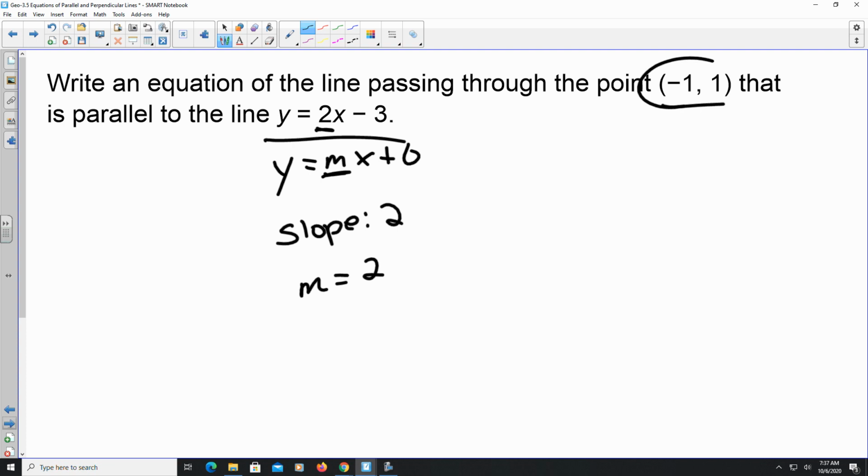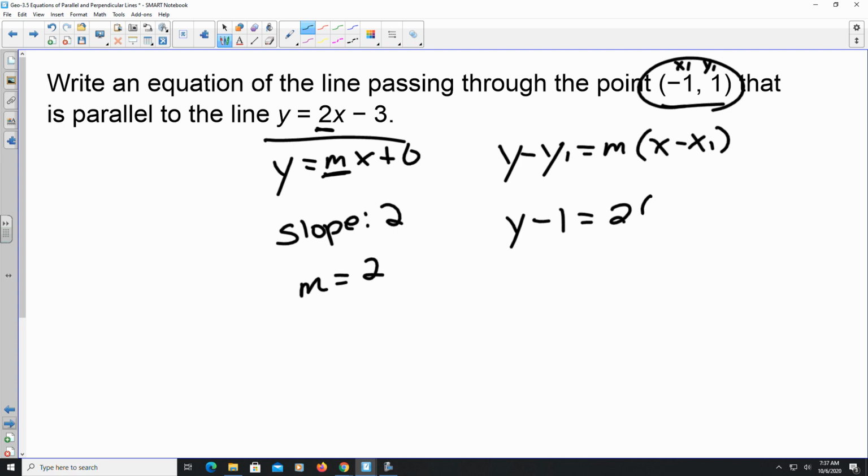And since they give us a point, you can do this one of two ways. You can use slope-intercept form to solve it, or since I know the slope and I know the point, I can use point-slope form, which is y minus y1 equals m times the quantity of x minus x1, where this is my x1, this is my y1. So to plug it in, I can say that y minus 1 is equal to m, which is 2, times the quantity of x minus a -1, which is essentially x plus 1.